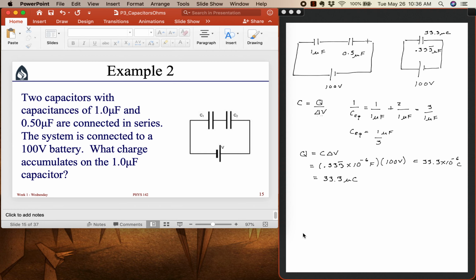So in doing the same thing with this equivalent circuit, the battery would add the same number of electrons to this plate, subtract them off of this one, add them to this one, subtract them off of this one. So each of these two capacitors also gains 33.3 microcoulombs worth of charge on their plates, one of them being positive and one of them being negative. So that means that if I want to know the charge that accumulates on the 1 microfarad capacitor, then that is going to be 33.3 microcoulombs.